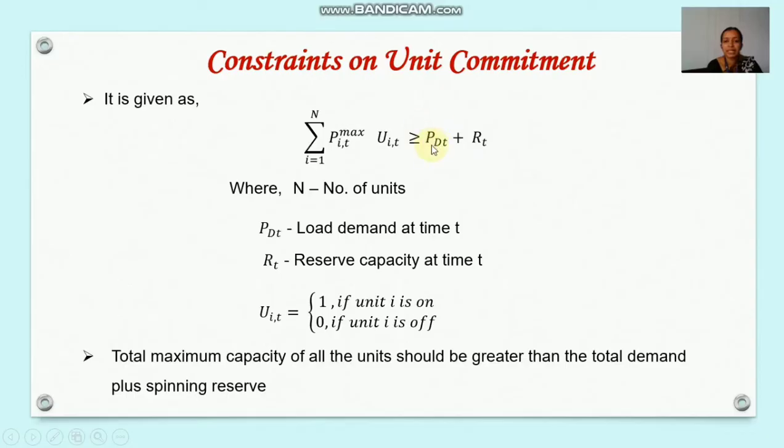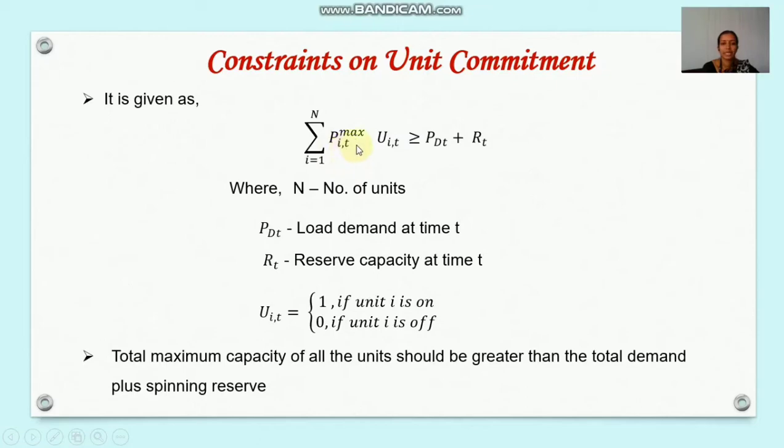Now what is PDT? The power demand in the system at time t, and RT is the reserve capacity at time t, spinning reserve at time t. So the constraint says that the total demand plus the spinning reserve must be less than or equal to total generation available from the units. That is, total generation from all the units which are committed or turned on should be greater than or equal to the total demand plus the reserve capacity.